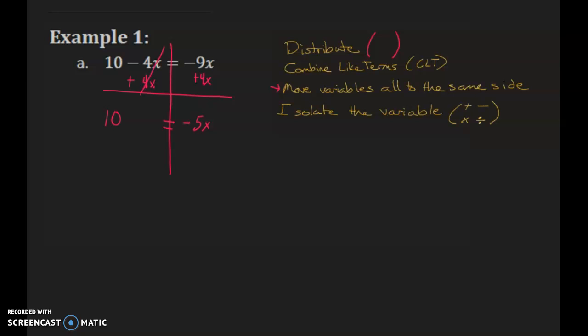Now I'm going to isolate the variable. That just means get the variable by itself. So it is negative 5 times x. So I'm going to divide by negative 5. And so my answer is negative 2 equals x.